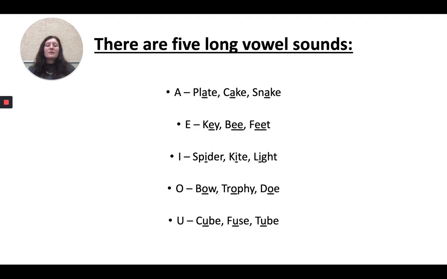Next up, we have the letter O, and we hear the long vowel O in bow, trophy, and dough. And again, last but not least, we have the long vowel U, which we can hear in the words cube, fuse, and tube.